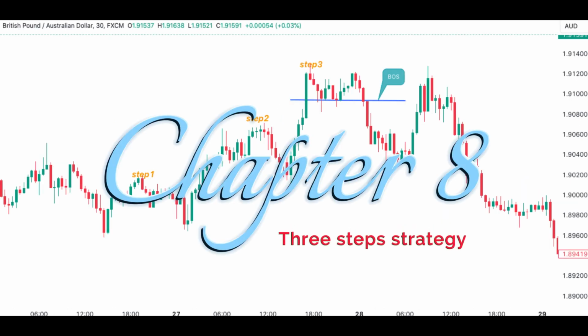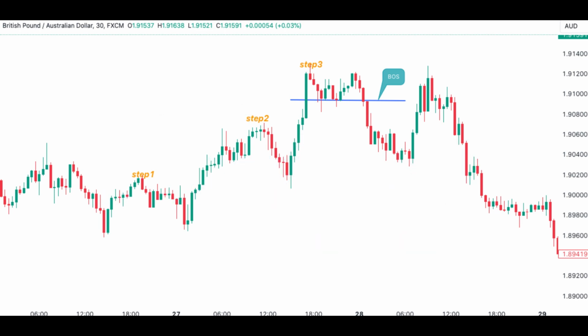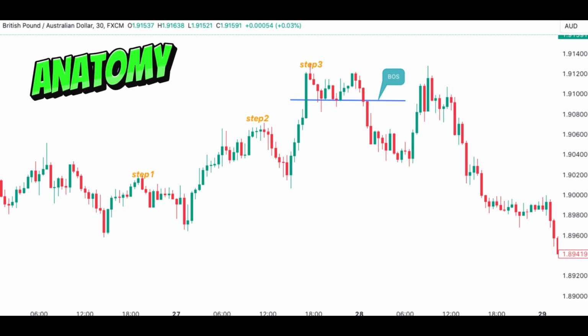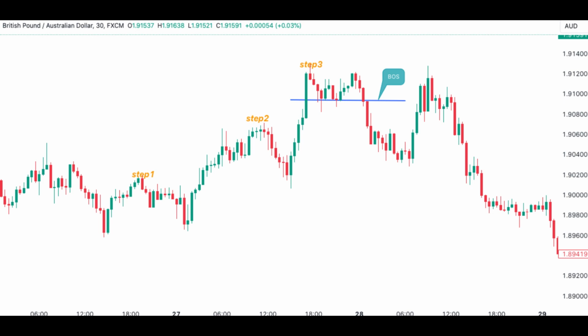Another strategy we'll look at is a three-step strategy. The three-step strategy is a trend reversal pattern that appears at the end of a trend at the key level. It's a threefold rise structural move. Anatomy of the pattern. In an uptrend market, it gives a three-step rise. The first rise, the second rise, and the third rise, then a drop.